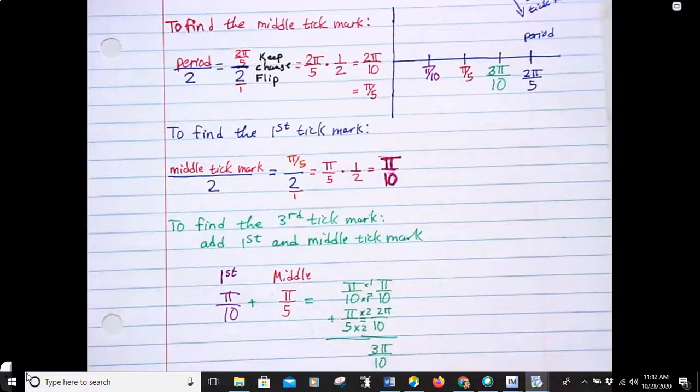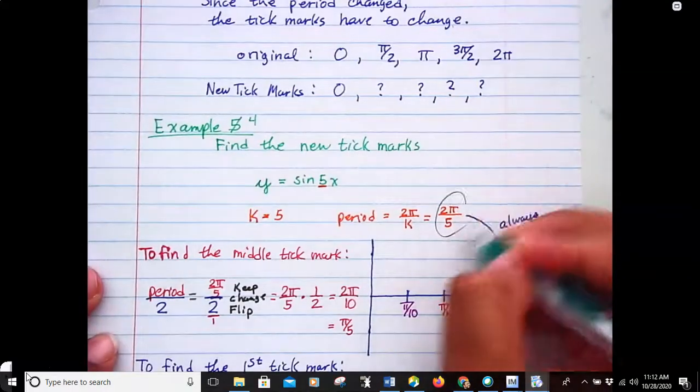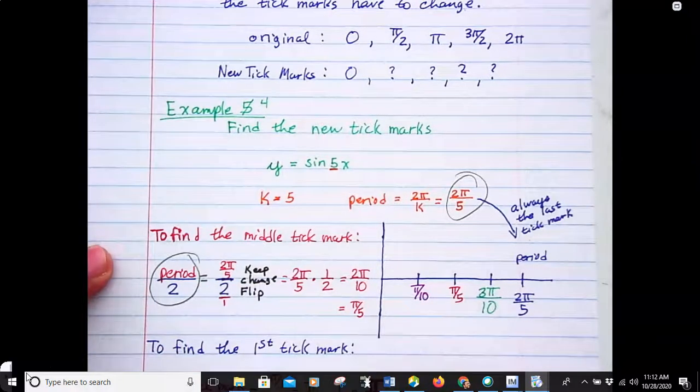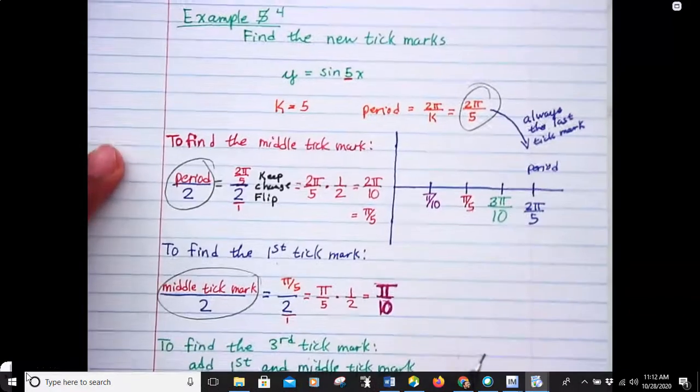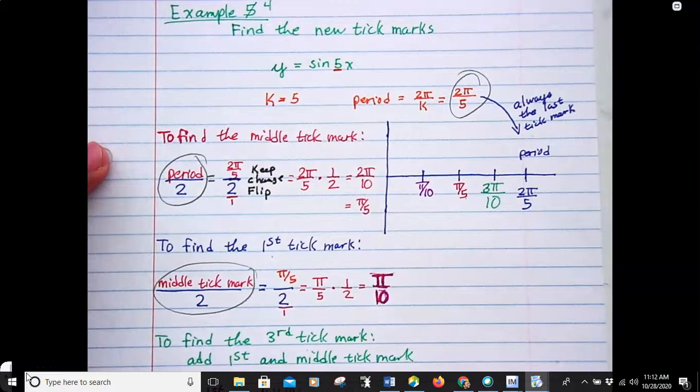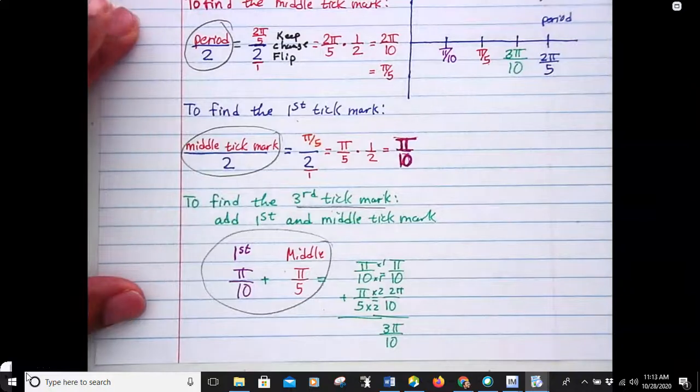And so again, as a recap real quick, we find our period first. Then we divide the period by 2 to find the middle one. To find the first one, we divide the middle one by 2 or multiply it by 1/2, either one. And then we find the third one by adding the first and the middle.